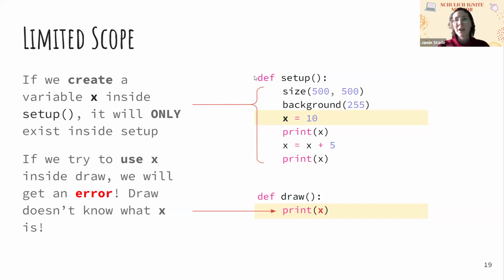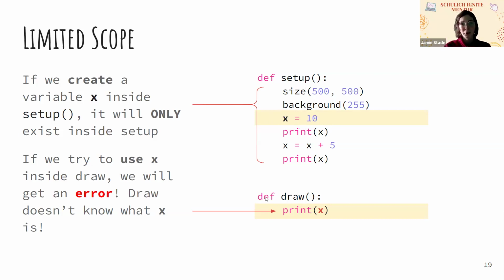So if we were to run this code, first thing that happens is setup gets run once. So we define size, background, then we define a variable x as equal to 10. And then if we print x, then we can use x however we want. We can print x, that will print 10. We can increment it by 5. So now x will be equal to 15, or 10 plus 5, and we can print it again. So all of these are using this variable x that was only defined in setup.